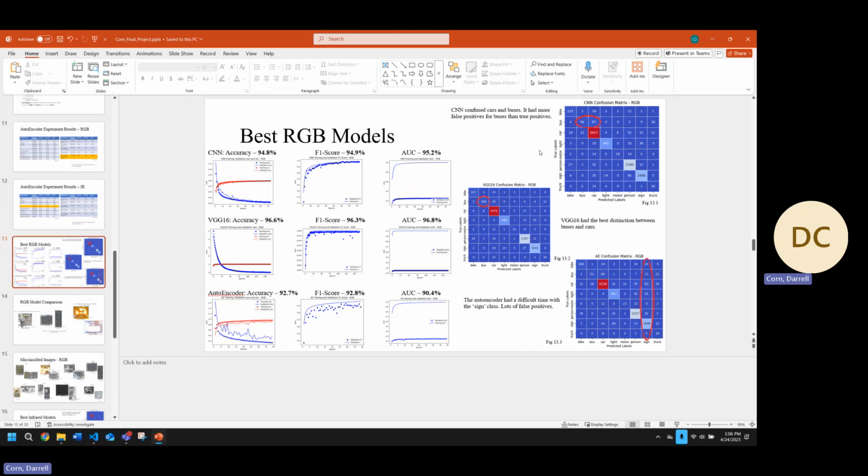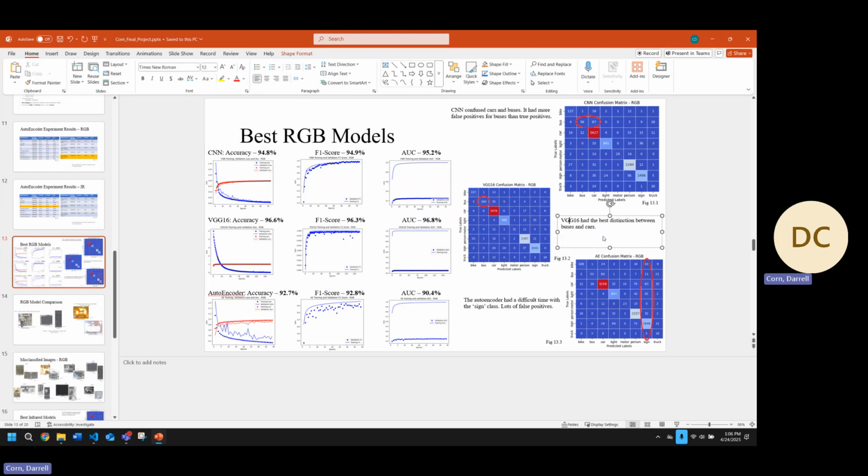So, just some patterns that I found for the CNN model. It seemed to confuse a lot of cars and buses. That turned out to be a pretty recurring theme throughout the data set, throughout all my tests, because those classes are quite similar. But interestingly, the CNN model actually guessed more buses as cars than actual buses. So just a lot of false positives there, which the other models didn't have as much of.